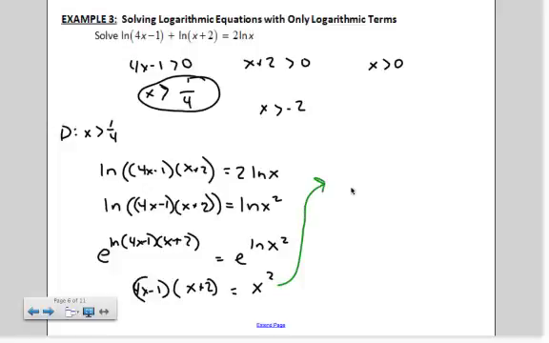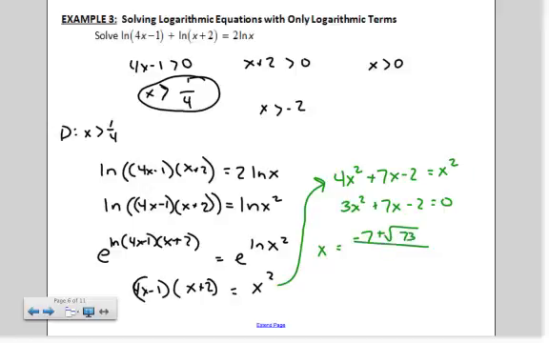Never mind. All right, so we're going to FOIL the left side, so that gives us 4x squared plus 7x minus 2. And the right side is equal to x squared. So if we set this equal to 0, we get 3x squared plus 7x minus 2 equals 0. All right, we're just going to tell you it does not factor. So by using the quadratic formula, you eventually get this, negative 7 plus square root of 73 over 6. We leave it to you to get that far.